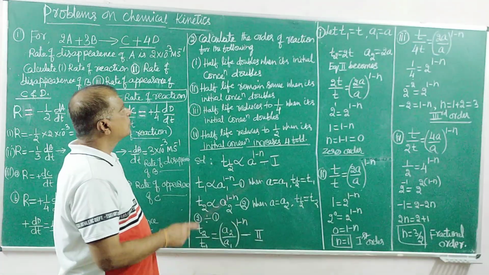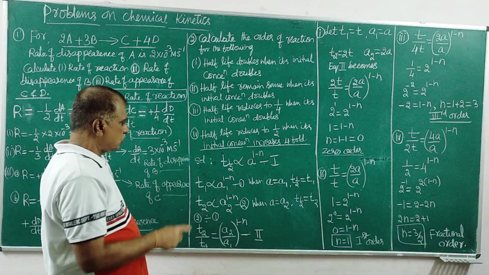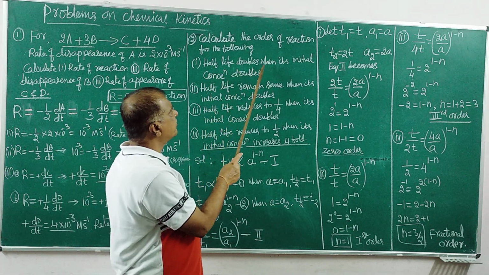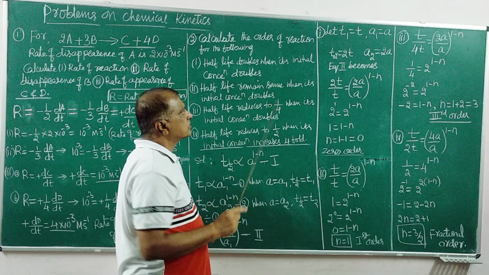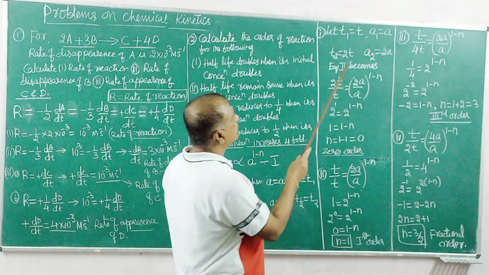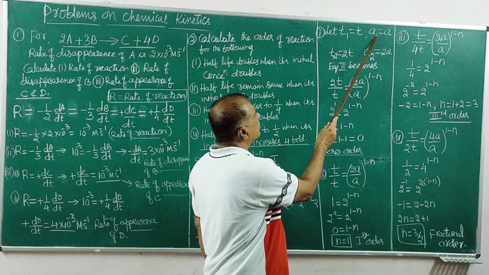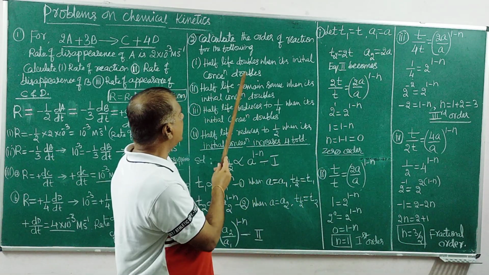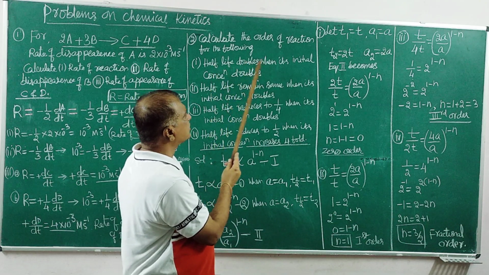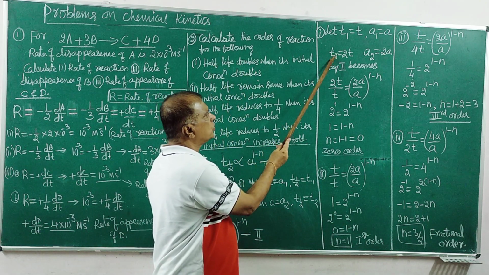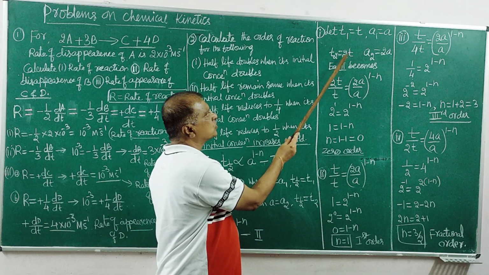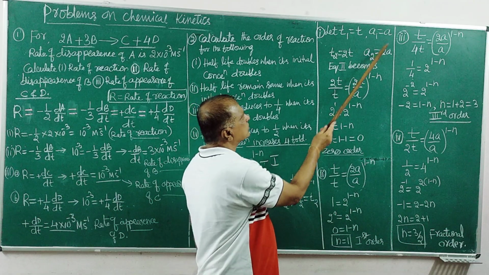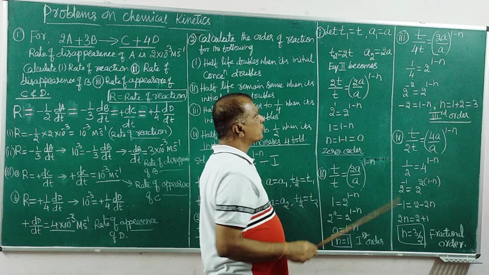Let us see that for the first one. What is the first one given? Half-life doubles when its initial concentration doubles. Let us write T1 equals T, A1 equals A, some value like this. Given the data, the half-life doubles. That is, T2 is the half-life, it doubles, means 2 times this. When the initial concentration doubles, that is, A becomes 2A.